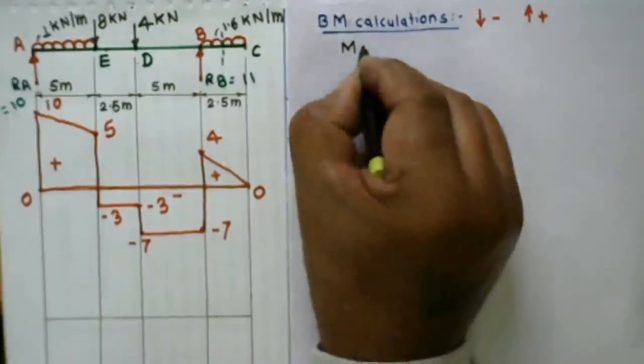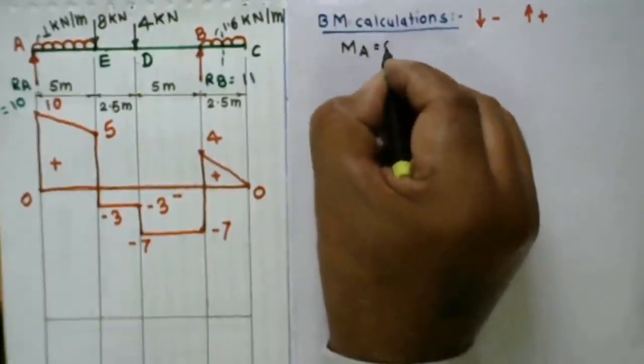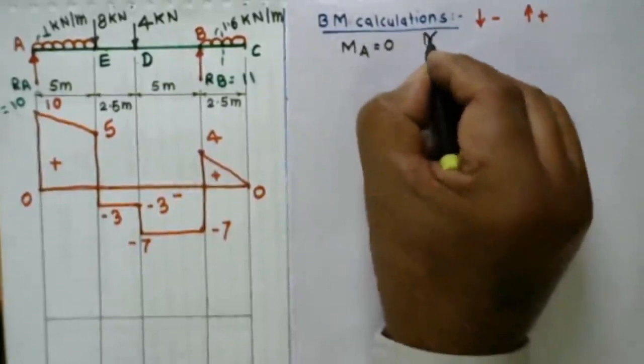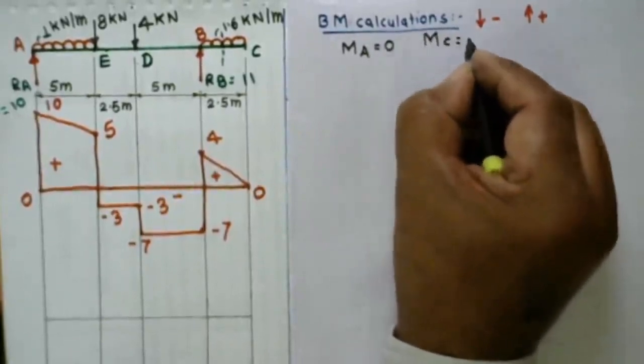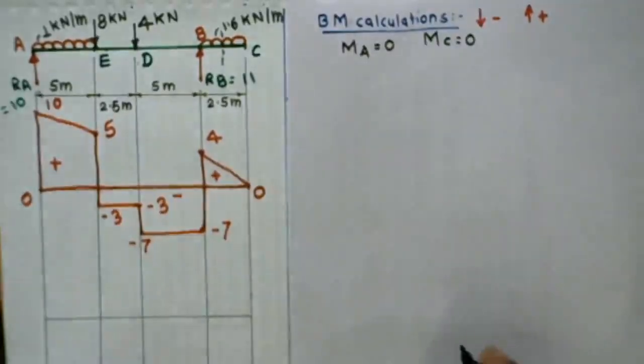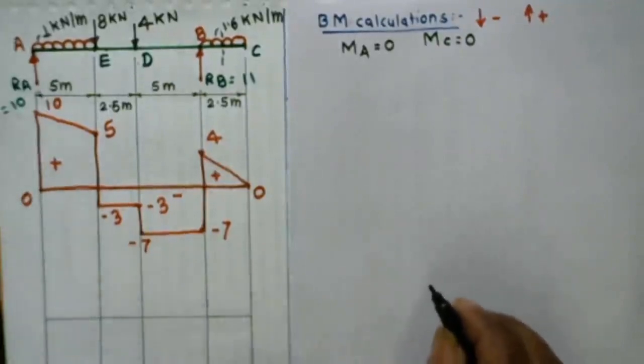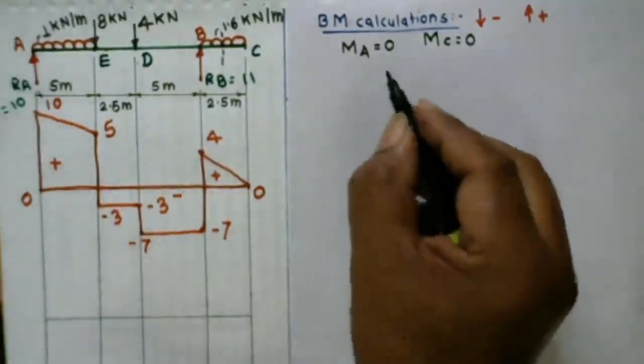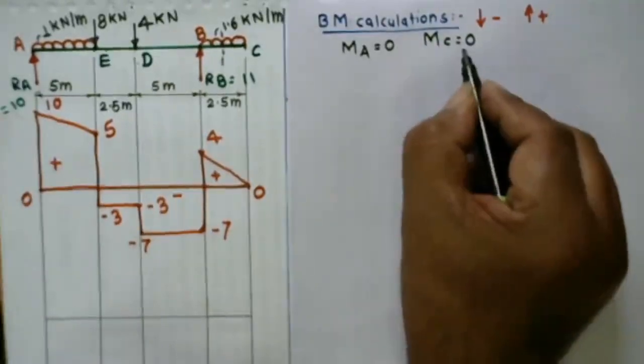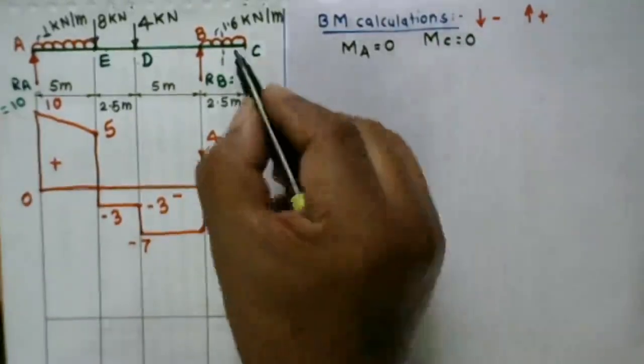So we may say the summation of moment at point A is equal to 0, or the moment at point C is equal to 0, because moment is equal to force into distance. Here the distance will be 0. That's why the moment at point A is equal to 0, and the moment at point C is equal to 0.